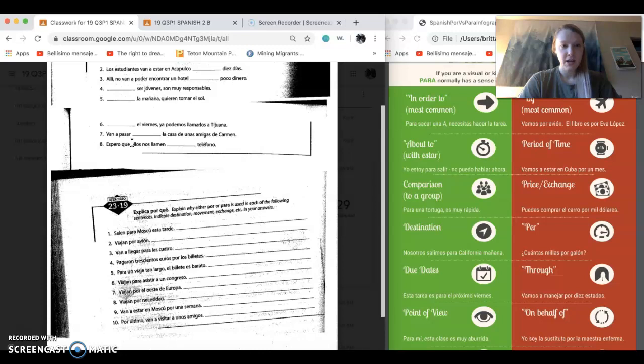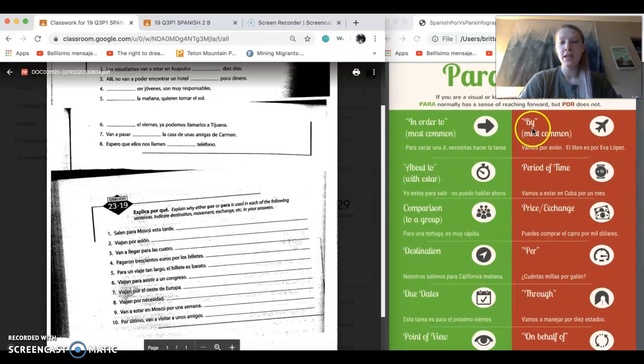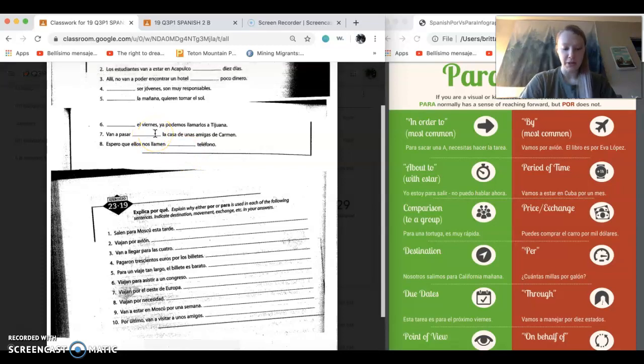Number 7, it says van a pasar blank la casa. They are going to pass blank the house. So this one I took as they're going to pass through the house, right? They're going through the house. They're passing by. So if they're passing by or passing through, those are 2 key things for por on your notes, by and through. So for that one, por, and you can put dash, by, or through, whichever one.